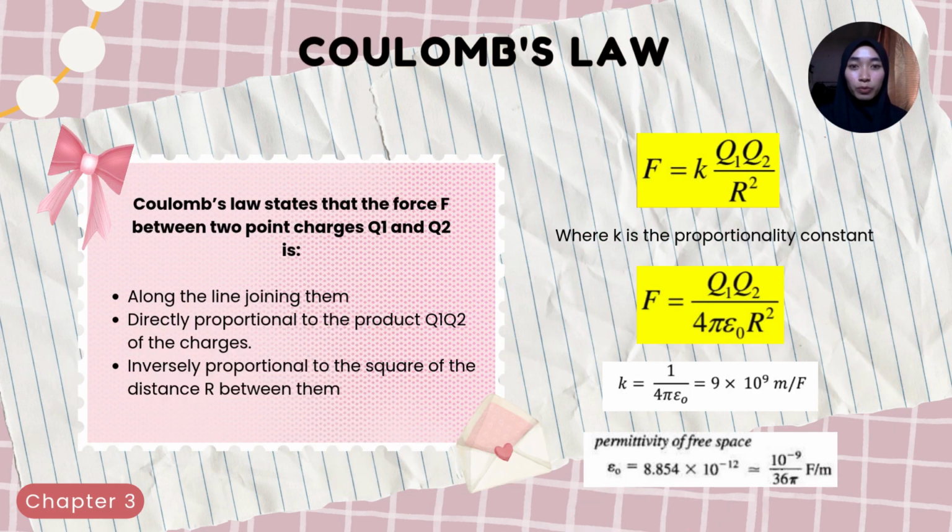Now we are looking at chapter 3, starting with Coulomb's law. This law explains the electric force between two point charge Q1 and Q2. The force always acts along the line joining the two charge. It is directly proportional to the product of the charge and inversely proportional to the square of the distance between them. We use a constant K which depends on the permittivity of free space.